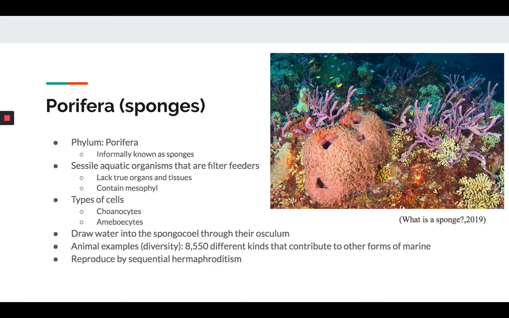They lack true tissues and organs and contain mesohyl, which is the gelatinous layer in between the choanocytes and the amoebocytes. Sponges reproduce through sequential hermaphroditism. So one sponge will first function as one sex and then the other.